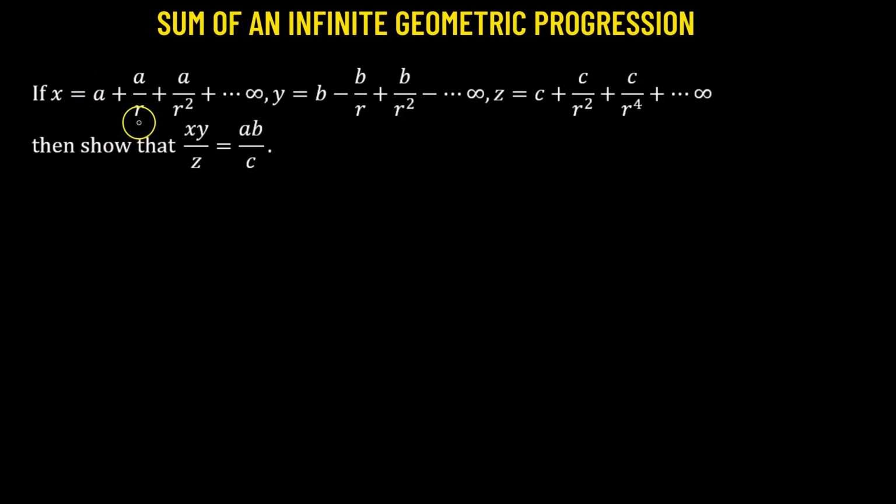So in this problem, we have x, y, and z. These are given by three geometric series. We need to show that xy over z equals ab over c. So let's begin. We'll start with our first geometric series.